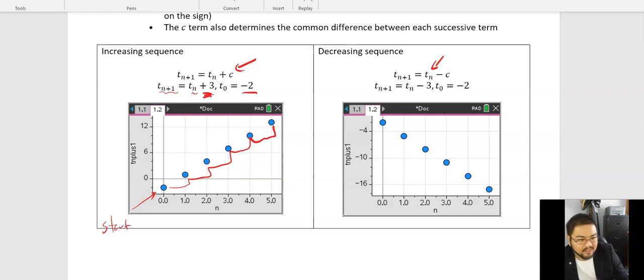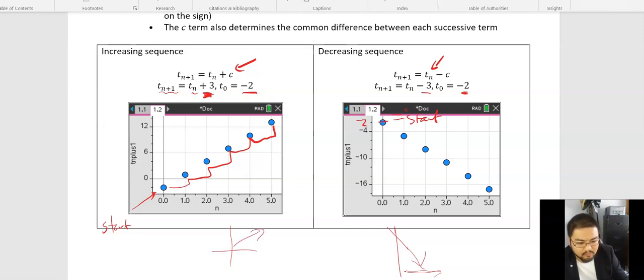This one, we start off at negative 2 as well, and we're taking away 3 every single time. You can see from this point that it's a decreasing sequence. It's worth noting that decreasing doesn't fall far from what you've learnt in the past. Decreasing goes down that way, and increasing goes up that way.